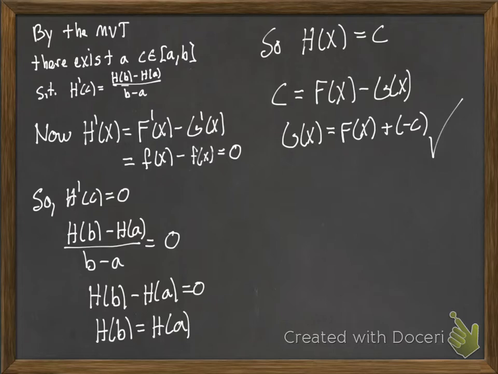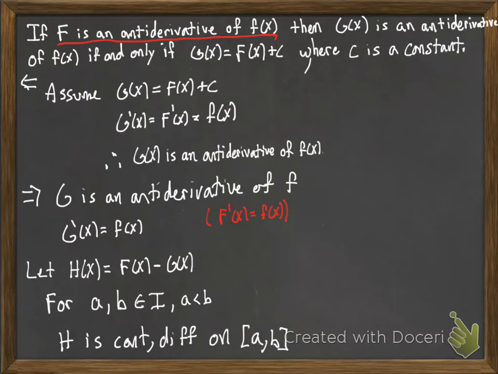So then we have our result, which establishes this theorem on antiderivatives. If F is an antiderivative, then the only way something else can be an antiderivative is if it can be written in the form F of x plus some number. In other words, two antiderivatives differ only by a constant.